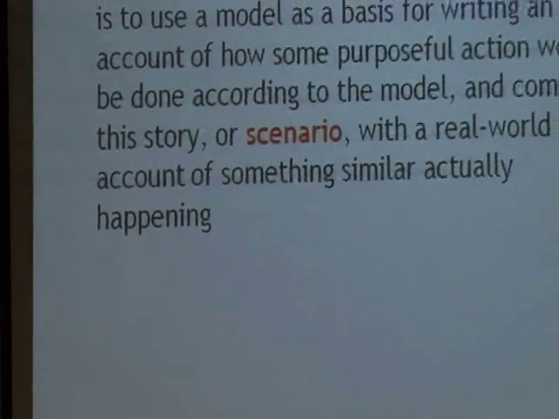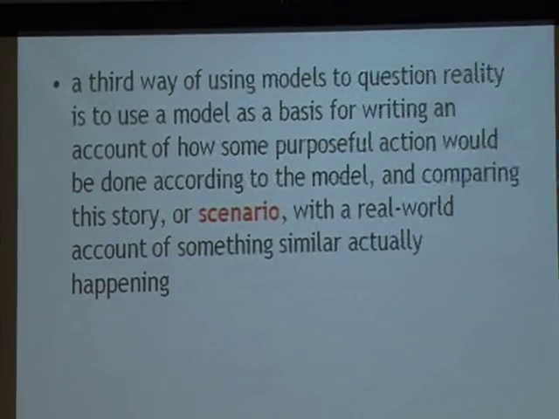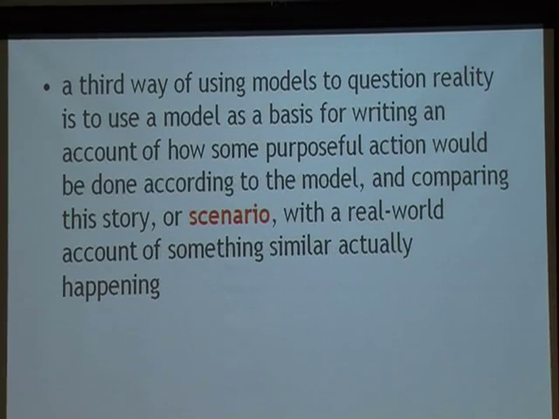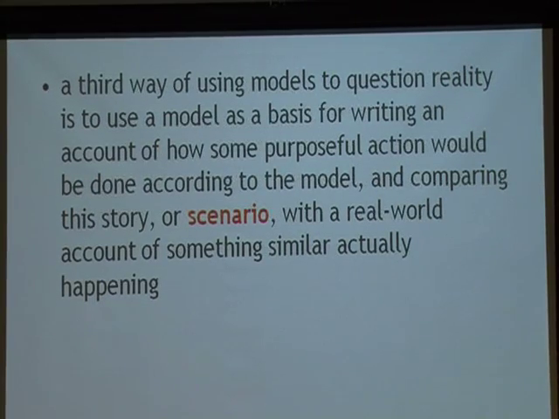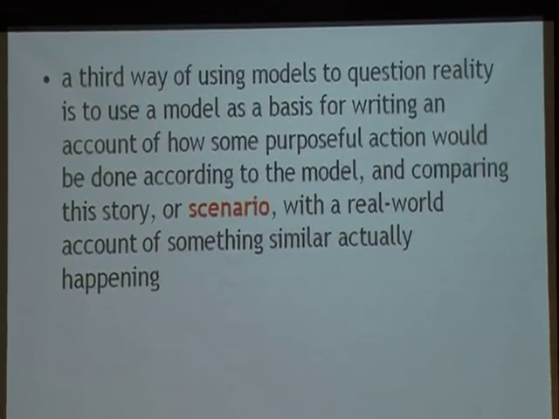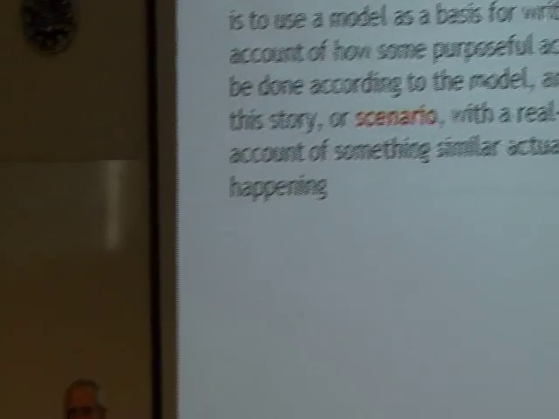Another way of using the models is what we call producing or writing a scenario. What we mean by this is that the third way of using models to question reality is to use a model as a basis for writing an account of how some purposeful action would be done according to the model, and comparing this story or this scenario with a real-world account of something similar actually happening. So what you do here is you look at that model and then write a story about it. This story or this scenario tells us how this conceptual model might be acted upon in the real world. Writing a scenario, a screenplay.